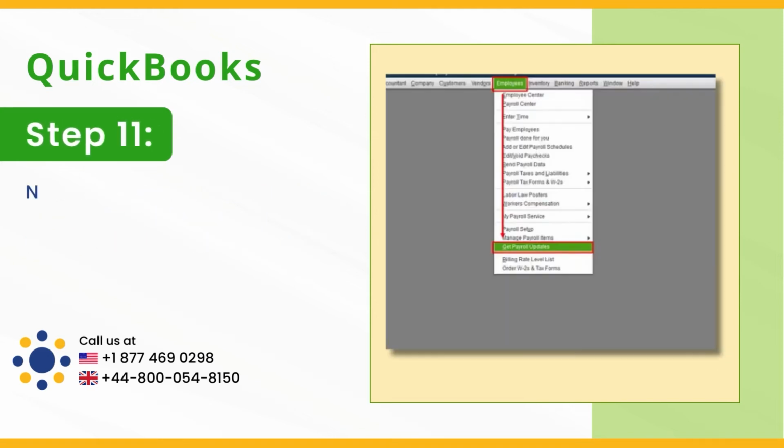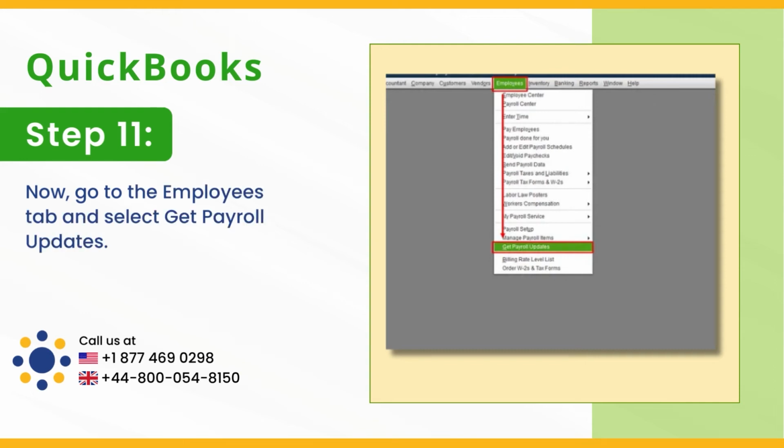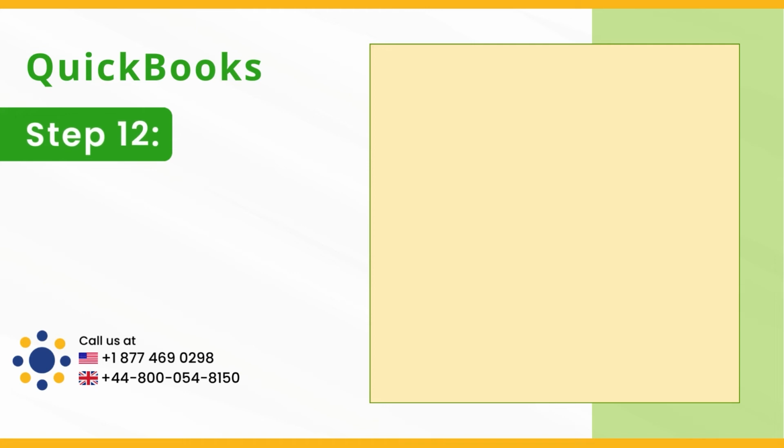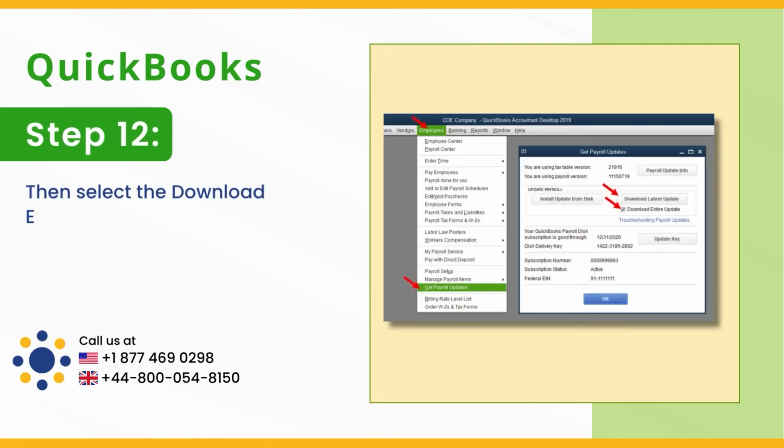Step 11. Now, go to the Employees tab and select Get Payroll Updates. Step 12. Then select the Download Entire Update option and click on OK once done.